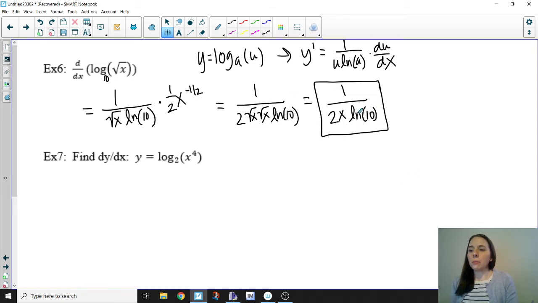Okay, the simplifying was probably more tricky than applying the formula. And again, don't worry about simplifying so much right now unless we need to. What's most important is that you're able to apply your derivative rules.